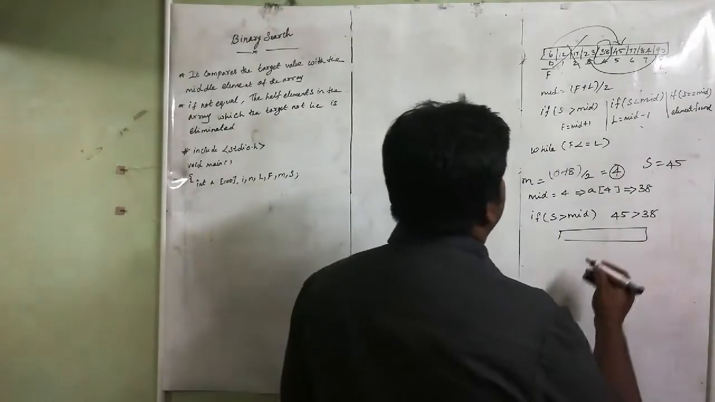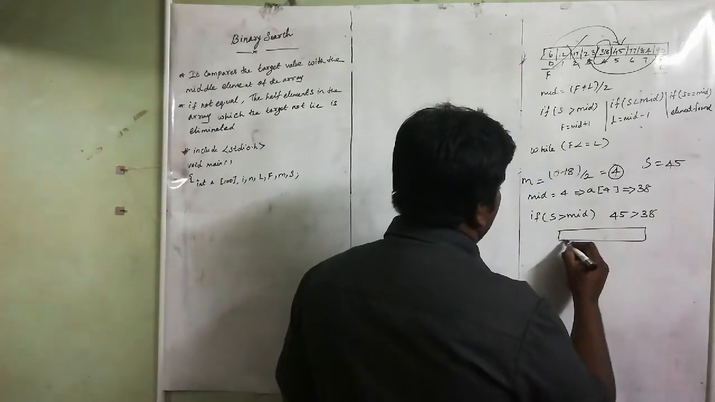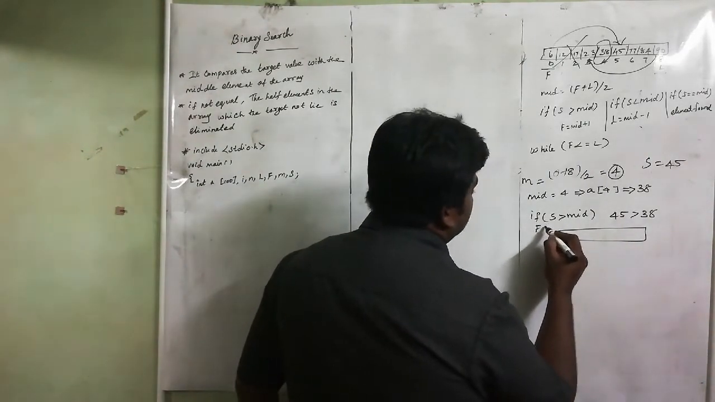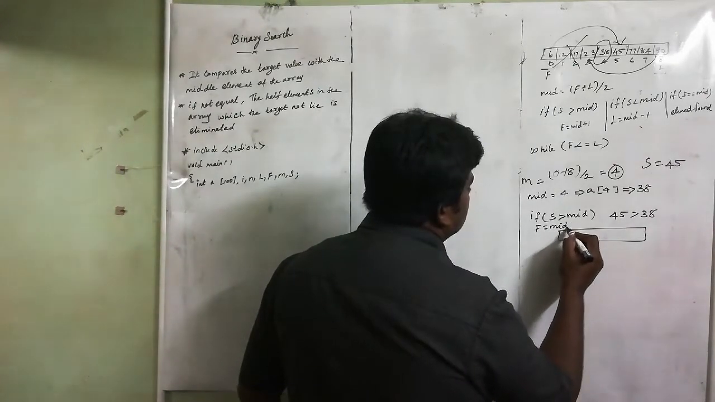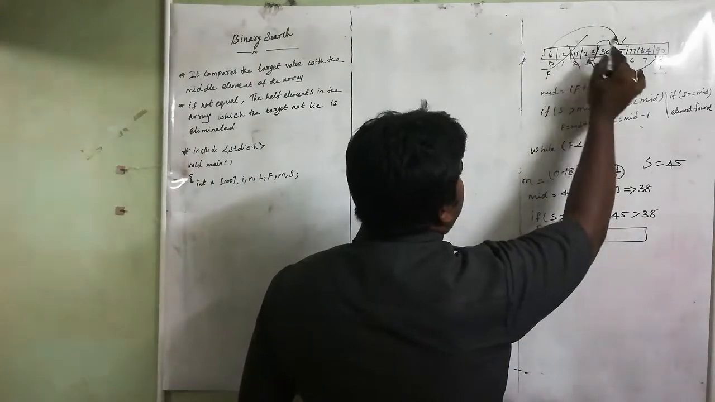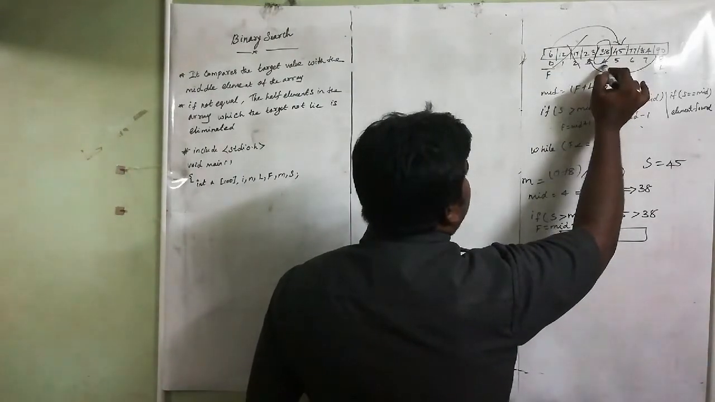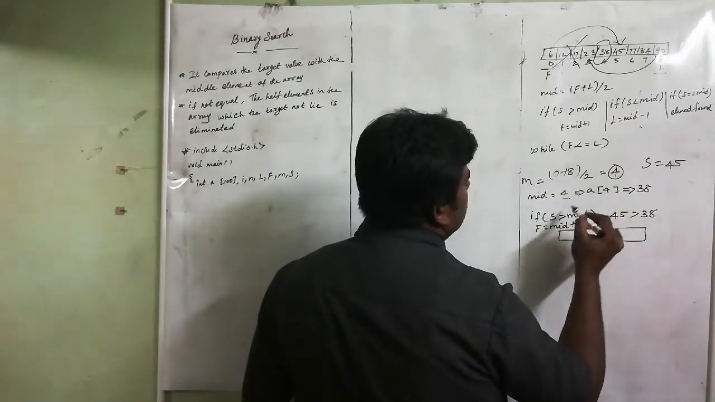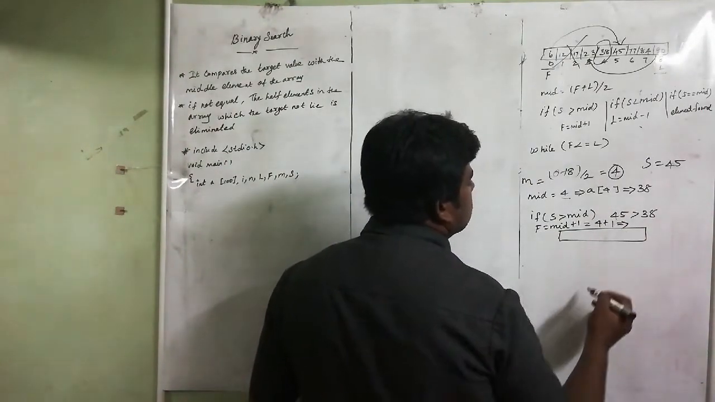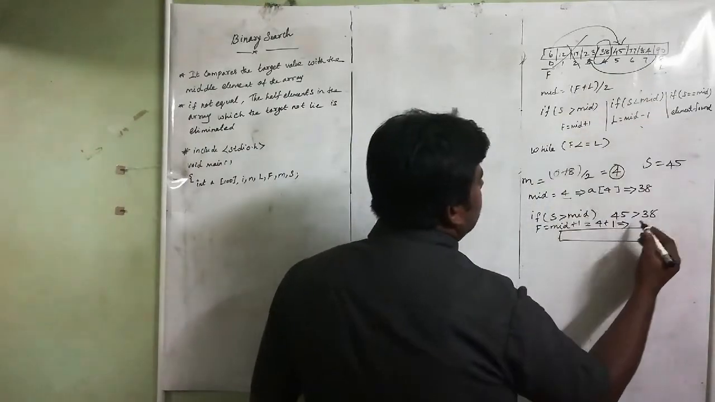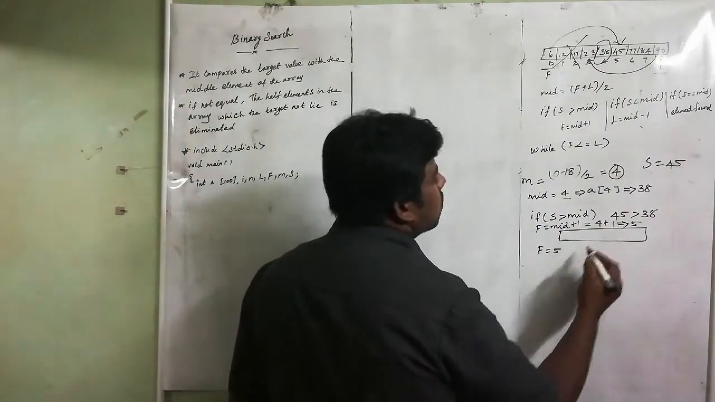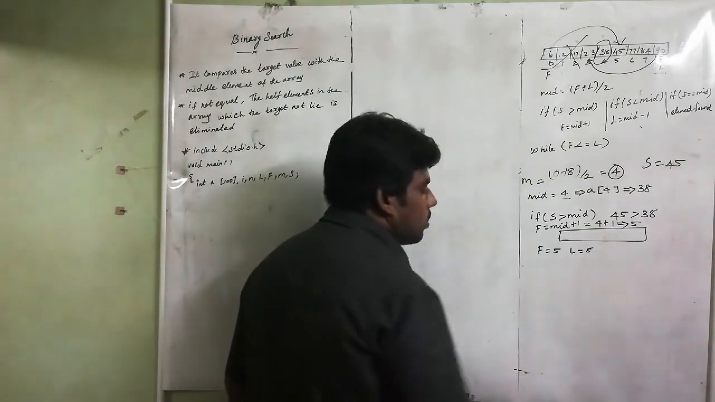Now how will it be eliminated? When this condition is true, first equals mid plus 1. Here first is here, right? First is mid plus 1. Mid is nothing but 4. 4 plus 1 means you will get 5. Now first is 5 and the last is 8.